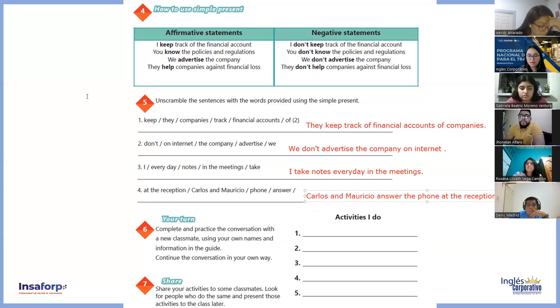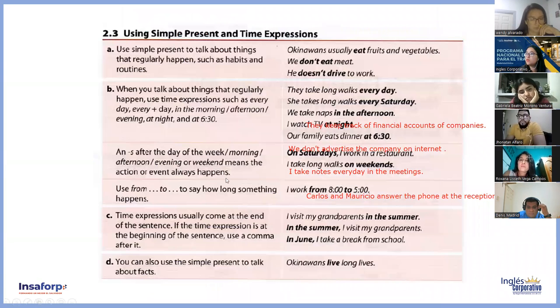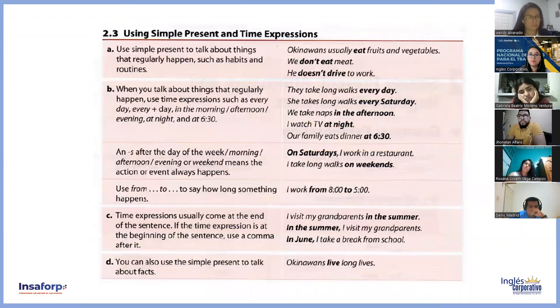Okay, so ahora vamos a ver lo que son las reglas en el caso de he, she, and it. Esas reglas las utilizamos a lot. So let's have a look acerca de las rules, right? Okay, so we have el simple present, ya vimos, right? Para actividades que hacemos con regularidad, regularly. Como habits or routines, ya vimos eso.